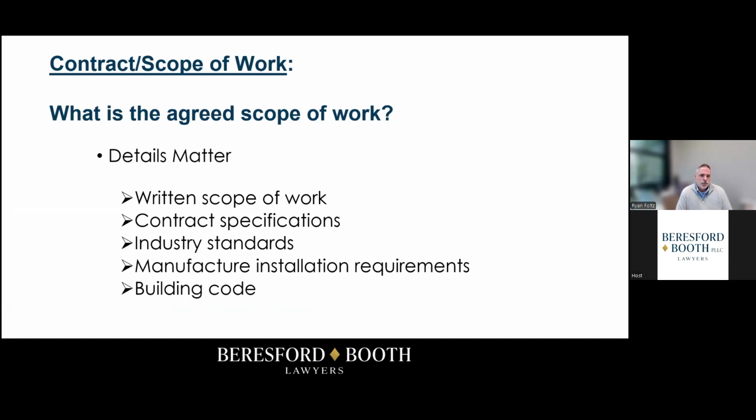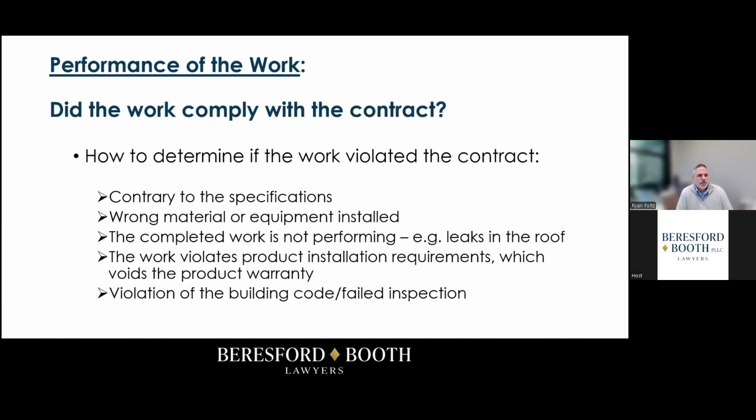Any written contract should also make other references to elements that will be important in a claim, such as prevailing industry standards, installation requirements by manufacturers of the products being used, and then obviously the building code. So the next issue is, once you have a contract, how do you determine whether the work actually was compliant with the contract and what you agreed upon? Again, you're going to go back to the contract specifications, what was in writing, what was agreed upon, and what was the intent and the expectations of the owner at the time the contract was executed.